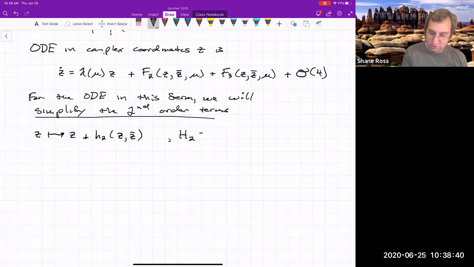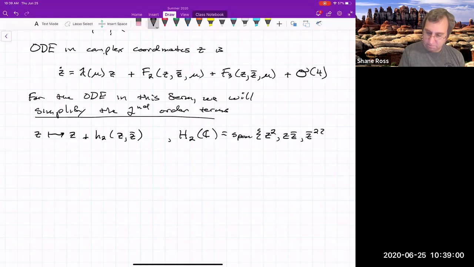So now H2 over C is the terms we need to look at: Z squared, Z times Z bar, Z bar squared. So just three. Otherwise, when we did it in terms of the real variables, we had six basis elements. Here we just have three basis elements, and that's how things get simplified.